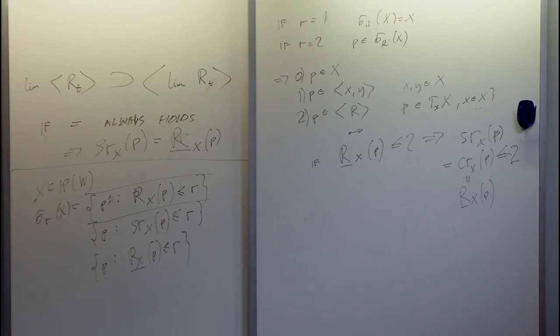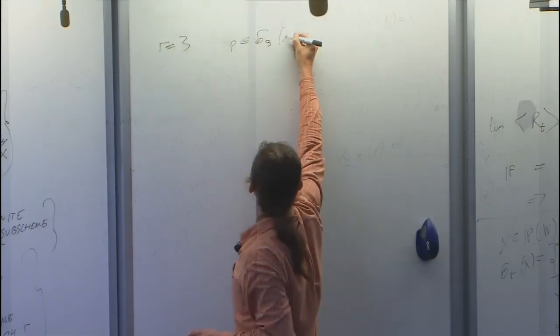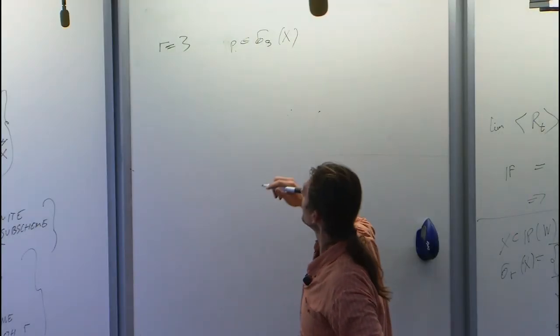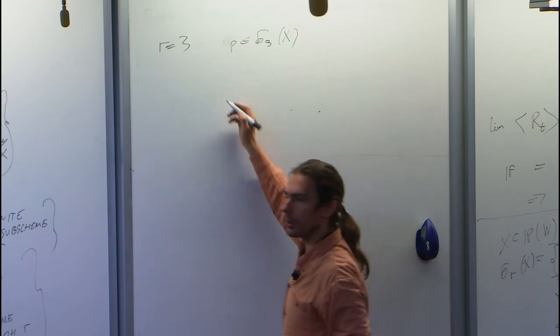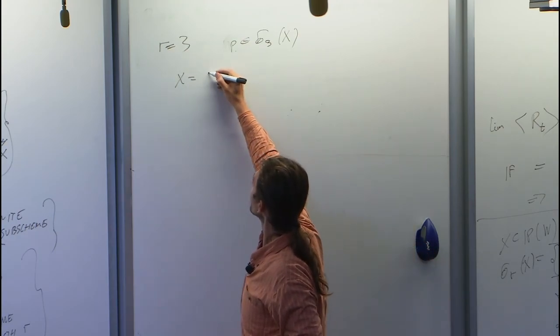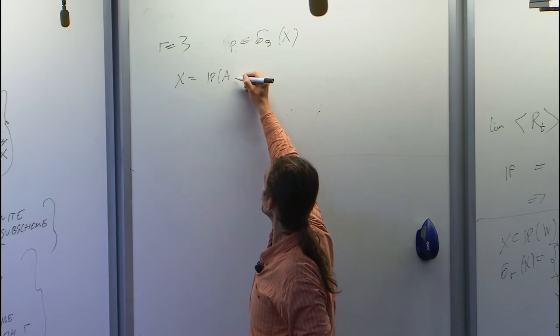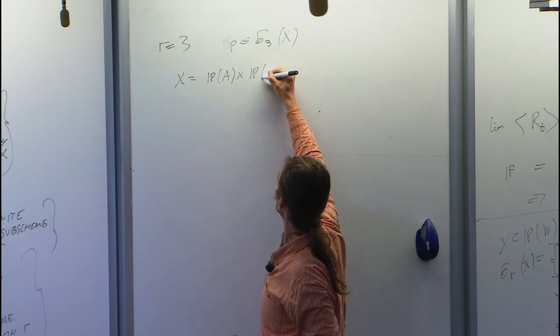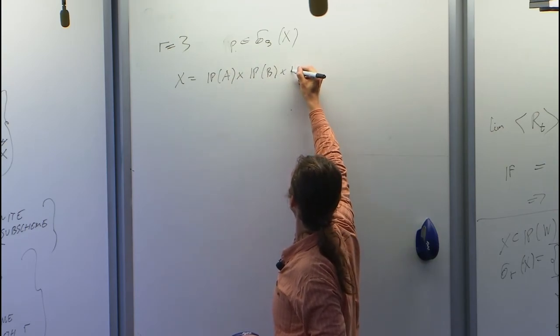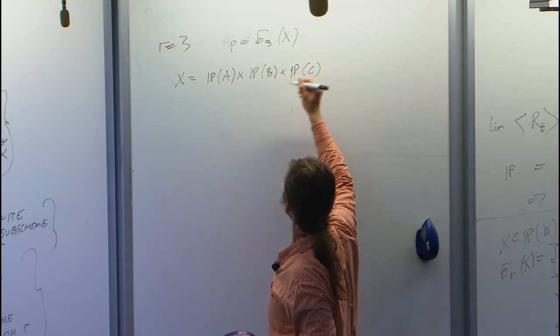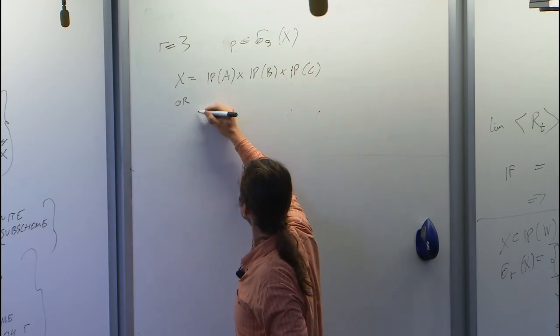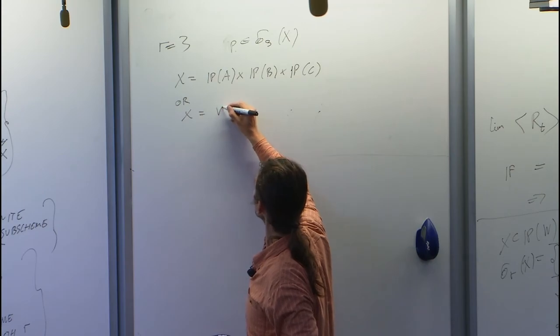R is equal to 3, and P is the point in the third secant of X. And I will need to assume a little bit about X, but you can think of it as, well, remember the examples that we started from. Or this is the Veronese.